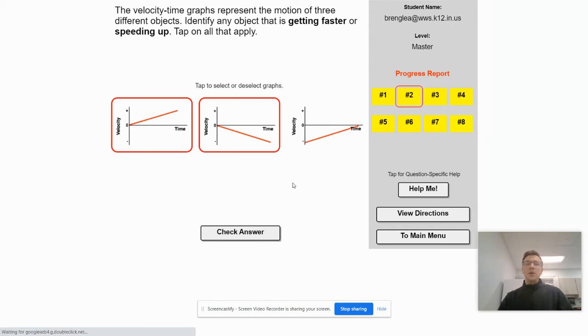And then another misconception would be to pick this one because the slope of this line is positive. That only tells us that it is a positive acceleration, but this object ends its velocity at 0 meters per second. So this is not a correct answer. It starts at some non-zero number, it ends at 0, therefore it is slowing down.